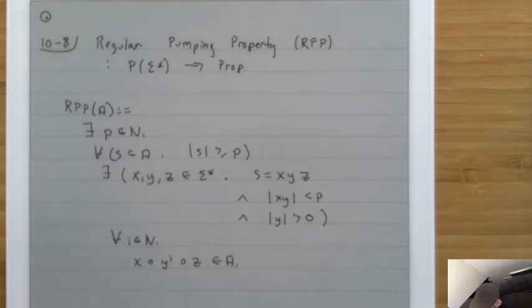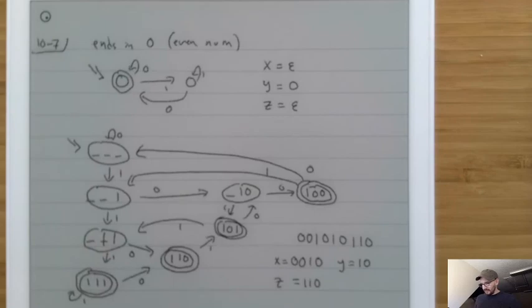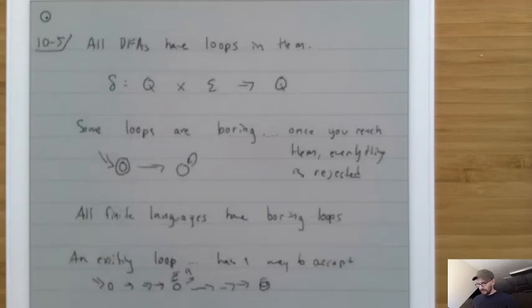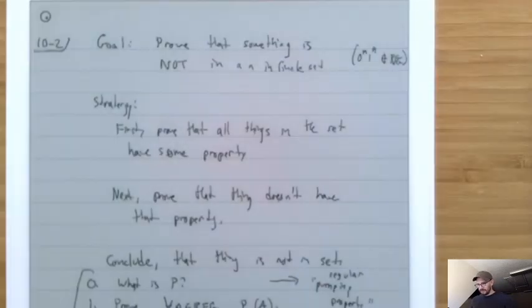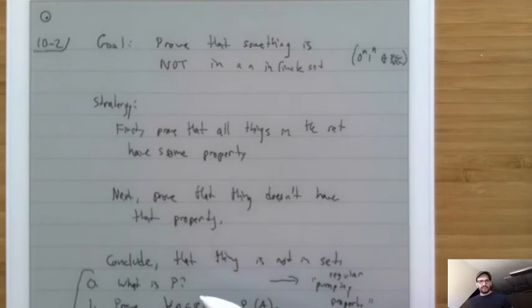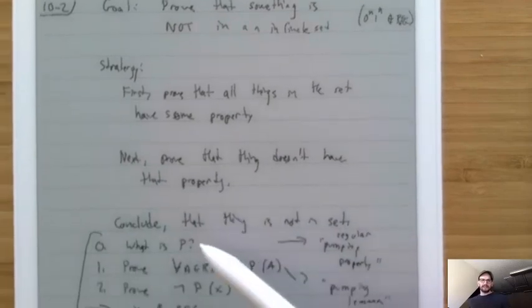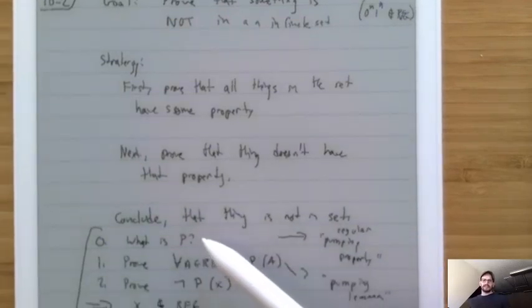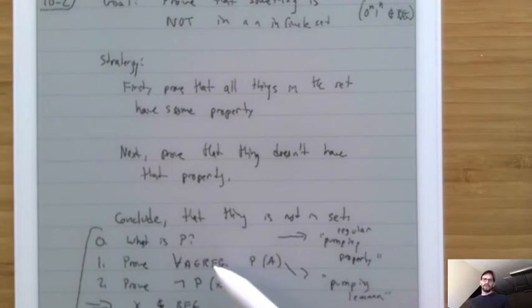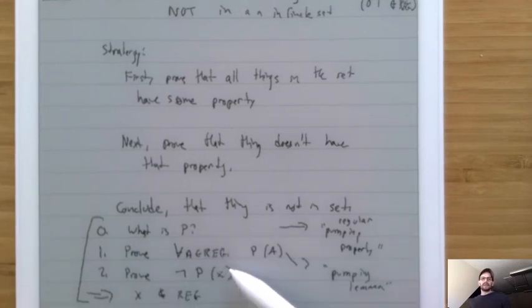So, we've now done the first two parts of our battle plan. We've figured out what is the property that every regular language has. Then we've shown that every regular language has that property. We kind of did these at the same time. And then now what we need to do is prove that it's not the case that some particular language has that property. And we'll do that next time.